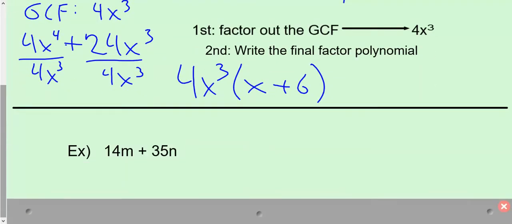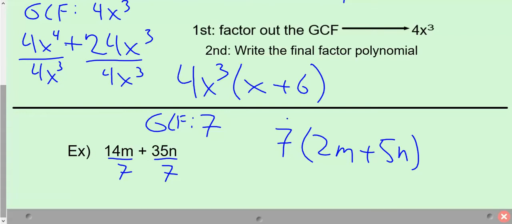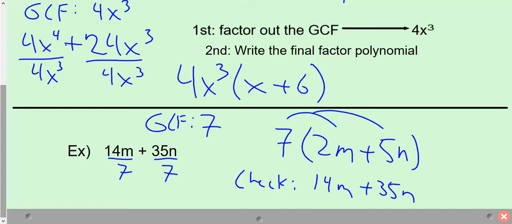All right, let's take a look at this one here, 14m plus 35n. The largest number that comes out of 14 and 35 is 7. m and n have nothing in common, so we're just going to divide 7 out of both. And we're going to have 2m left over, and we're going to have 5n left over. You can always check these answers to see if you've done them right by using the distributive property. So check. 7 times 2m is 14m. 7 times 5n is 35n. And that is what we started with.